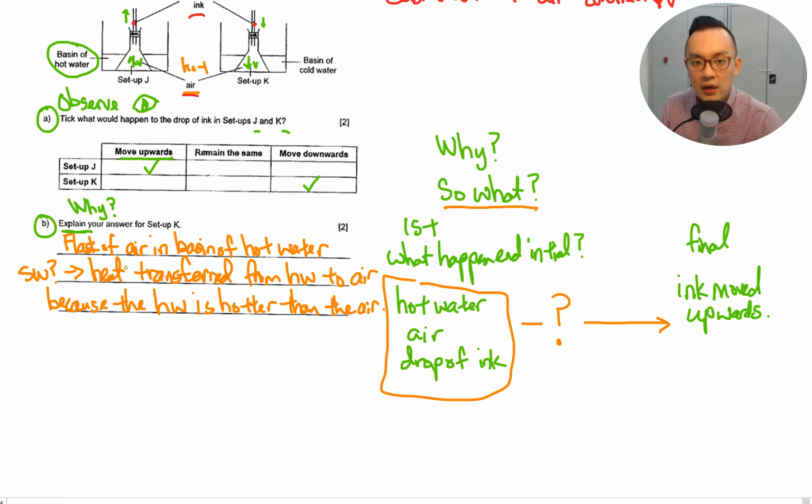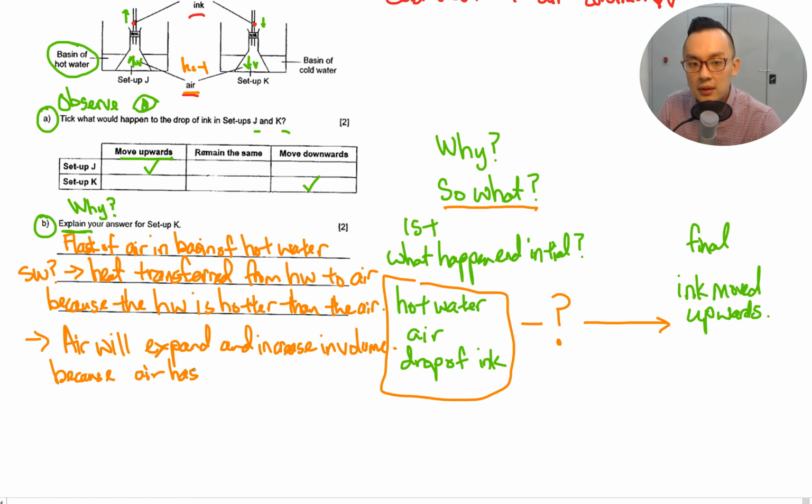Okay, so hot water is hotter than the air, so heat is transferred from the hot water to the air, and after heat is transferred, the air will expand and increase in volume. All right, so why does it do it? Because air has no definite volume and shape, if you want to be very clear. So air has no definite volume and shape. That's why the air will expand and increase in volume.